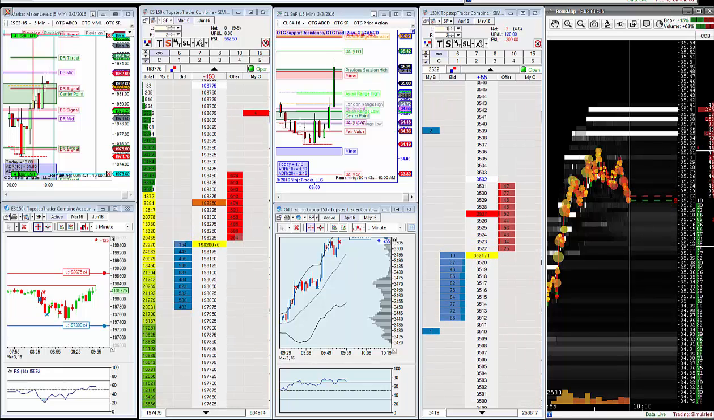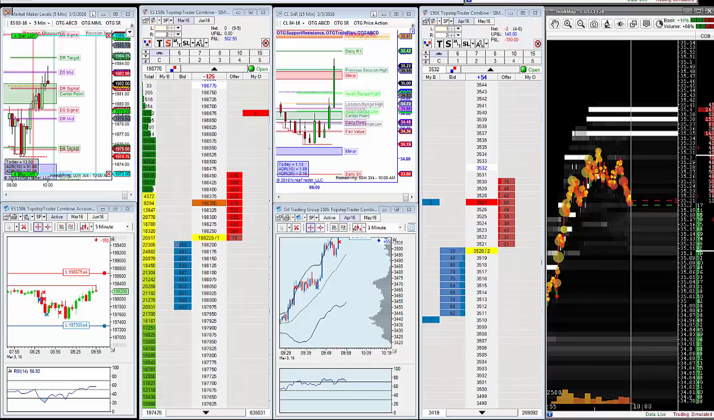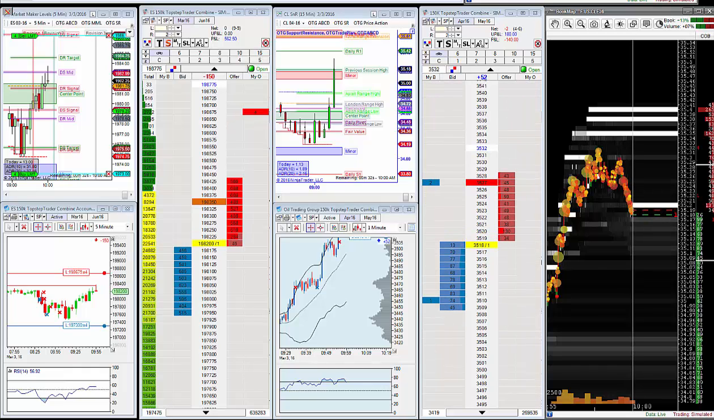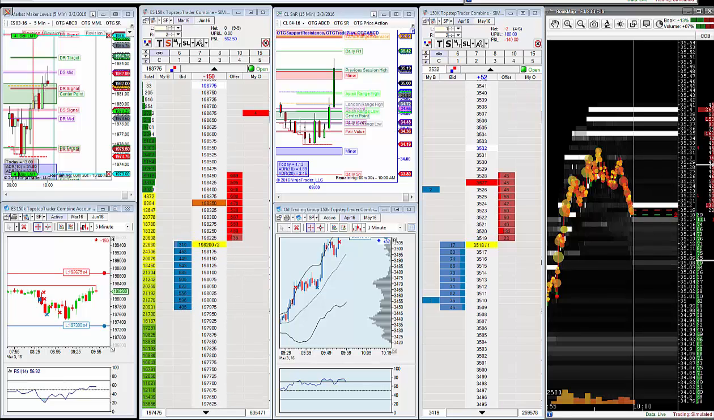All right, bring the stop here to break even. There's that 21 level that we were dealing with. We're going to try to get back to 10 here. 19, 18, you've got liquidity. Bring the stop here to 26.